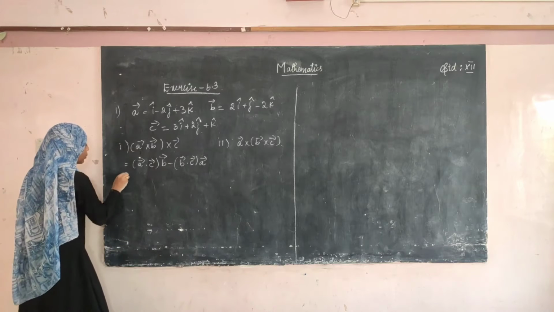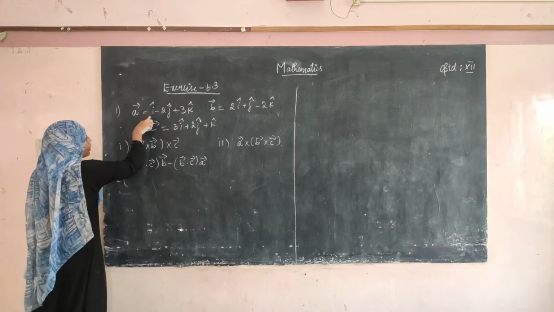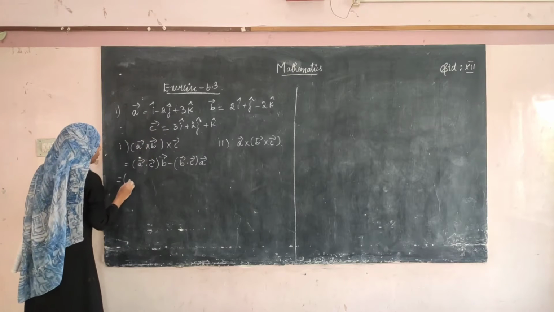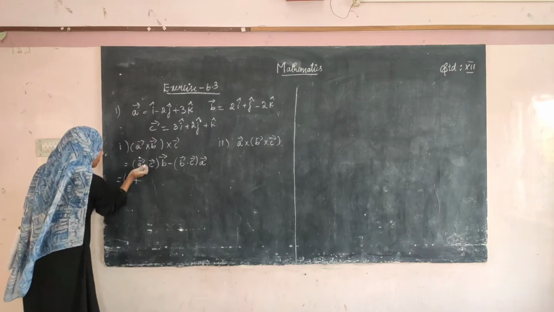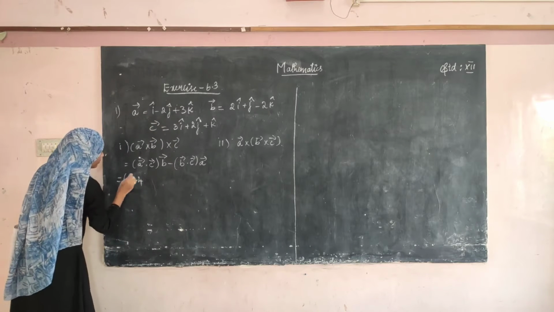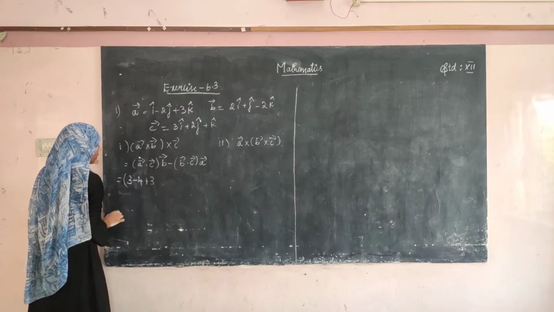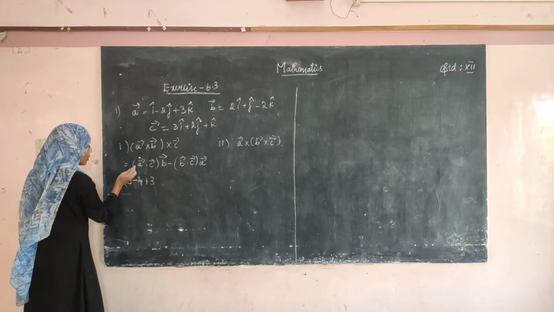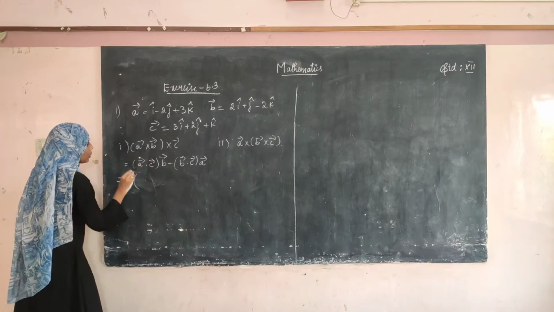So how can we expand this? What is A vector dot C vector? You have to dot product A vector and C vector. So this is 1 and this is 3. 1 into 3 is 3, plus this is 2 and this is minus 2, so minus 4. Right. So this is 3 and this is 1, so plus 3. 3 plus 3 is 6, 6 minus 4 is 2. So 2 into B vector.